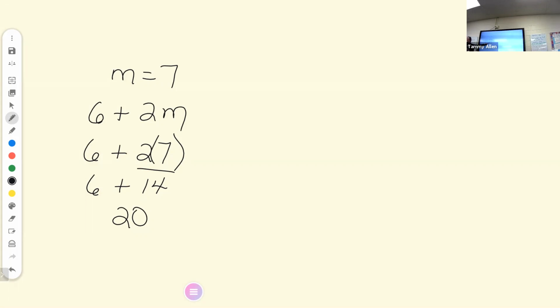Yes, that shows multiplication. Otherwise, it looks like 27, and it is not 27, it's 2 times 7.